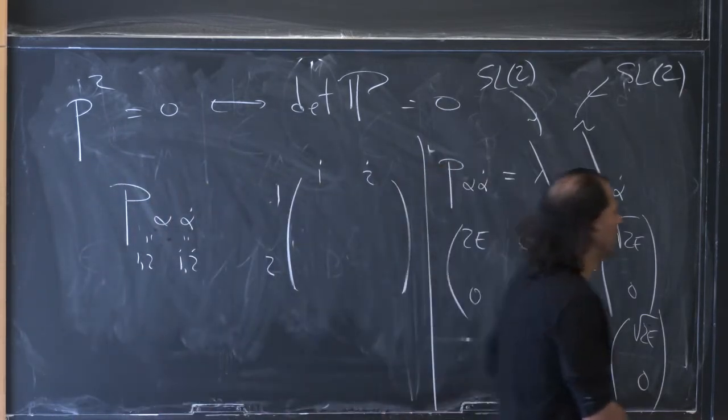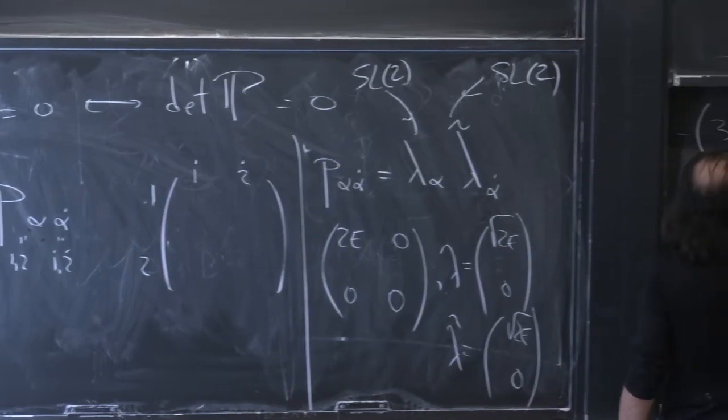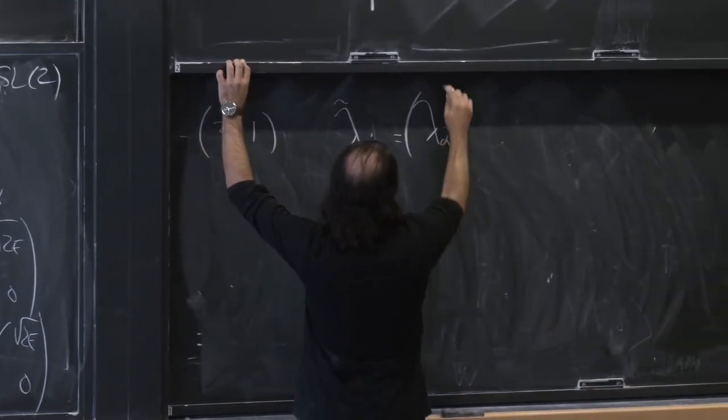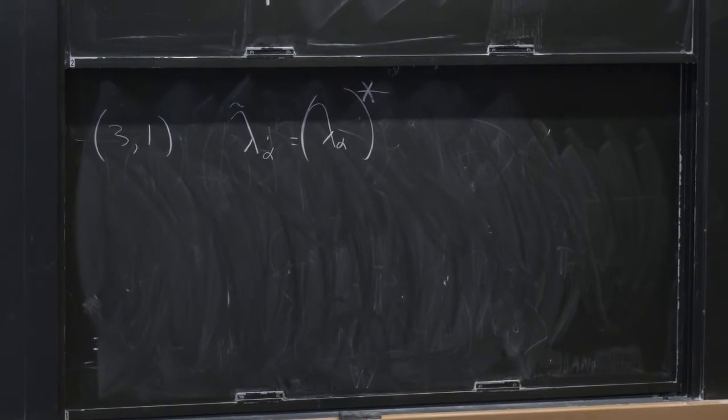Now, once again, this is really the only time in the course we're going to be careful about signatures and so on. We're going to be much more relaxed as we proceed, but it's very important to remember these things early on. In Minkowski space, in 3-1 signature, lambda tilde alpha dot is really the complex conjugate of lambda alpha. So lambda tilde 1 dot is lambda 1 star. And that's important in order for the matrix to be Hermitian.